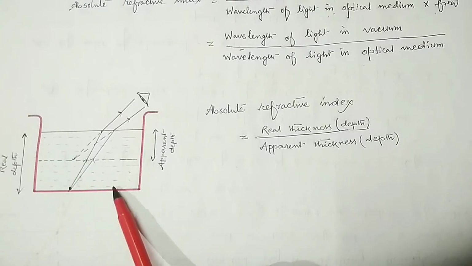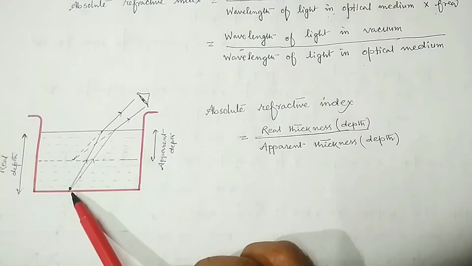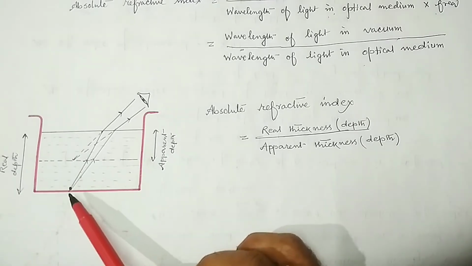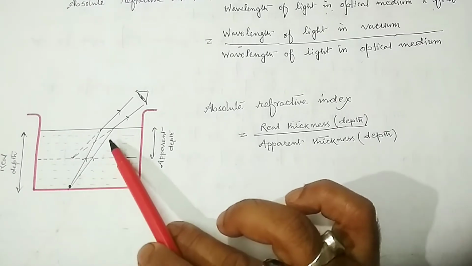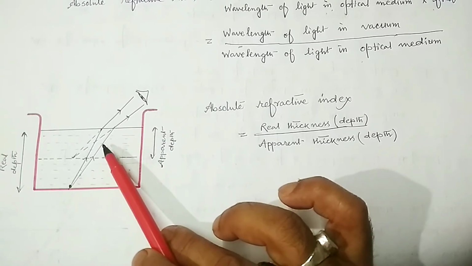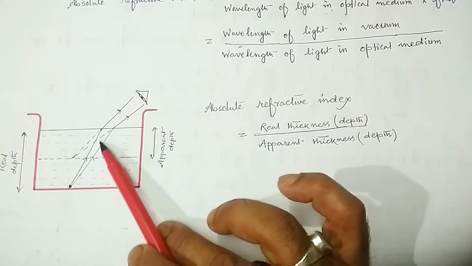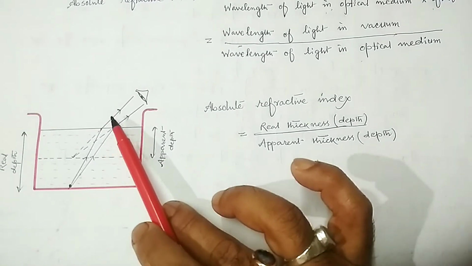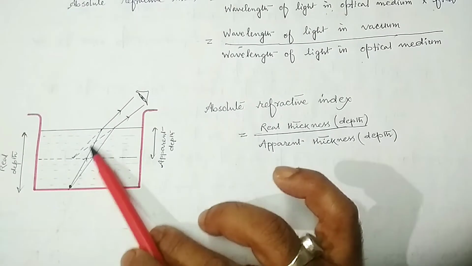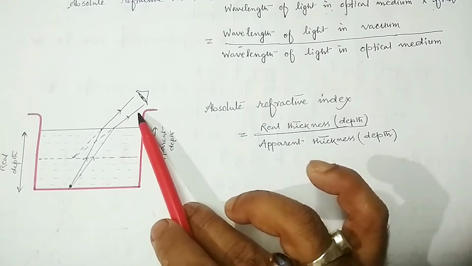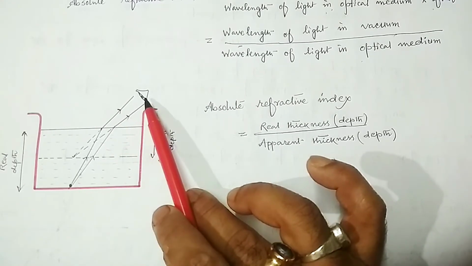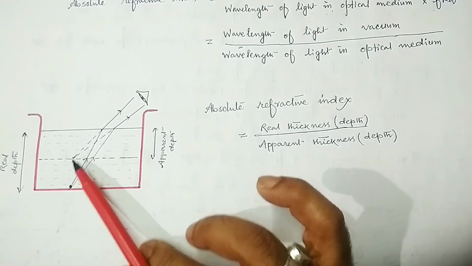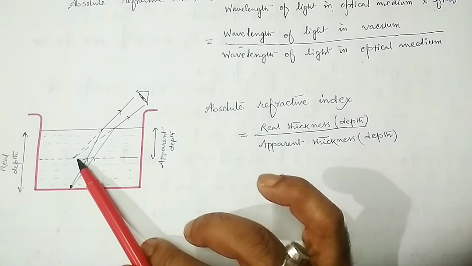Now suppose this is a container containing water and this is one point. From this point rays are going in different direction. Suppose we have considered these two rays, and these two rays while going from water to air, they suffer refraction, and since they are going from optically denser to an optically rarer medium, this ray will bend away from the normal. When these rays strike our eyes, it appears as if the rays are coming from this point. So image of this point will be formed here.